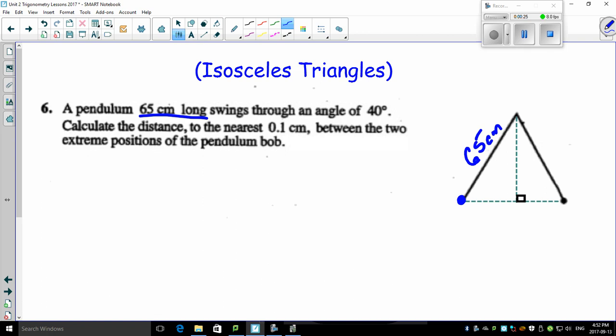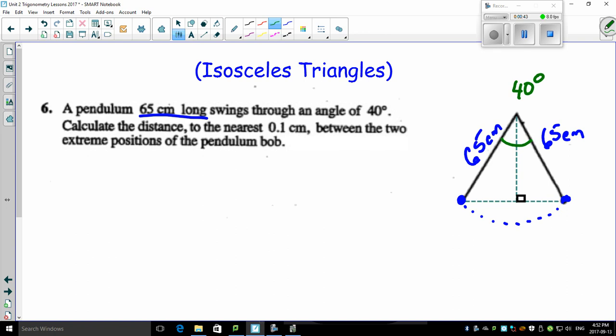So as this bob swings over to this place, notice a couple things. It's still 65 centimeters long. It hasn't changed the length of the string, so that's the same. But it also said that it swings through an angle here. This whole angle is 40 degrees.